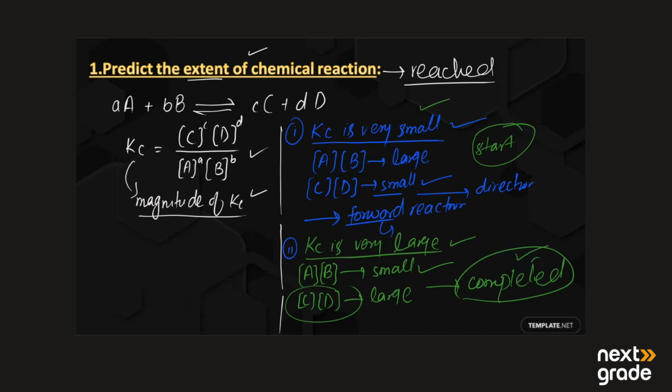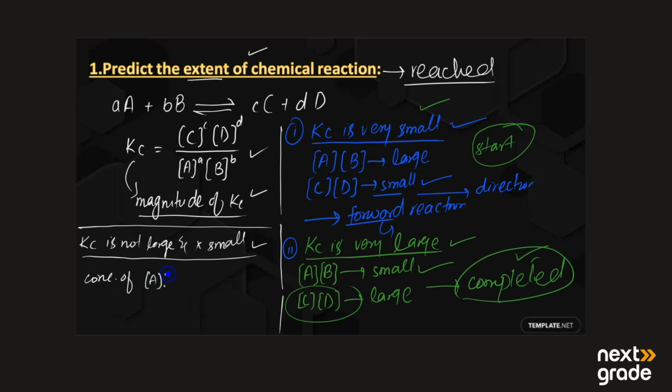And here we have the third case, when the value of Kc is not large and not small. What does this mean? That it is at the medium level. It means the concentration of reactants A and B is almost equal to the concentration of products C and D. So the system will be at the equilibrium state. So this is the first application of Kc.